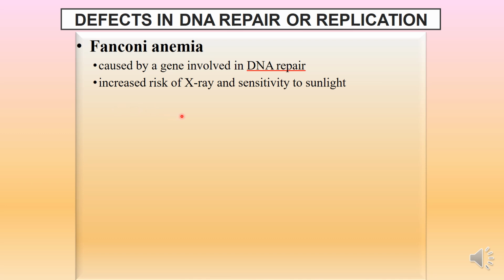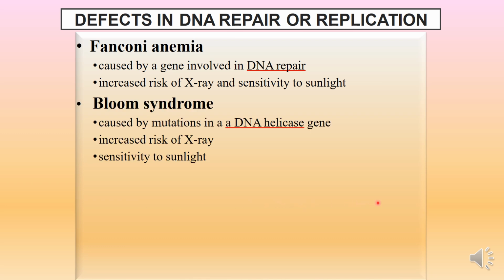The second defect is Bloom syndrome. It is caused by a mutation in a DNA helicase gene. There is increased risk from X-ray exposure and sensitivity to sunlight. Then we come to Cockayne syndrome. It is caused by a defect in transcription-linked DNA repair, and there is increased sensitivity to sunlight. And finally, Werner syndrome, which is caused by a mutation in a DNA helicase gene, and there is premature aging. So these are the different defects in DNA repair or replication mechanisms.